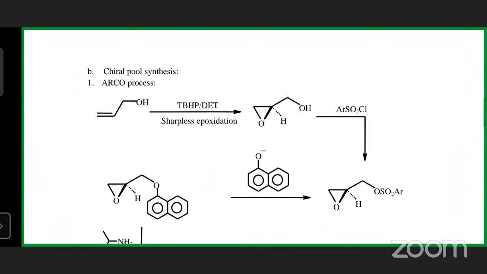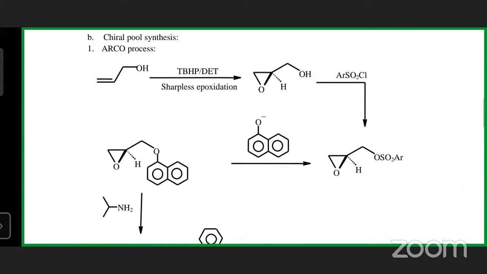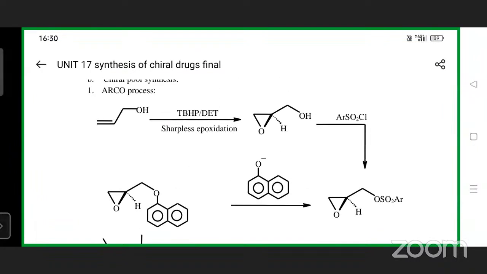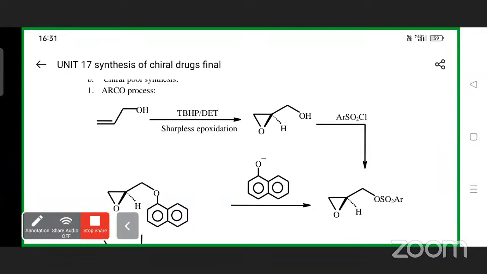It's a chiral pool synthesis. In the chiral pool synthesis, we have two methods, like the ARCO process here, right? In this ARCO process we are using DET. DET means diethyl tartrate, right? Diethyl tartrate. It is Sharpless epoxidation. Upon this Sharpless epoxidation, the epoxide ring is forming, right? So it is going to give this epoxide compound here.